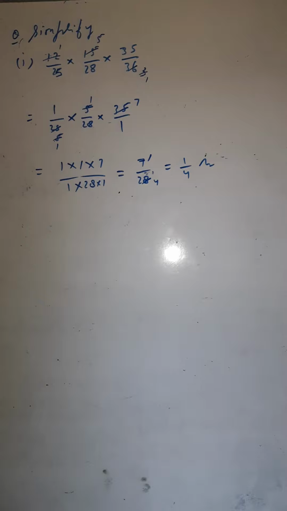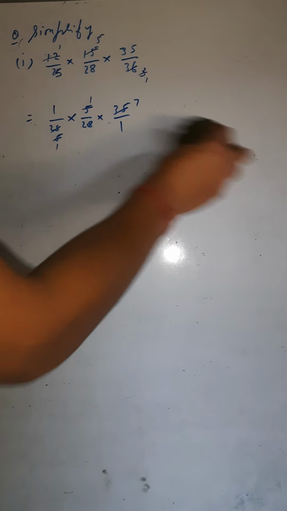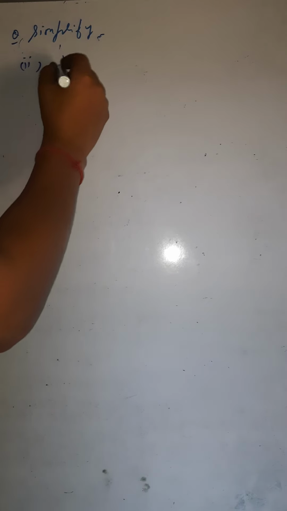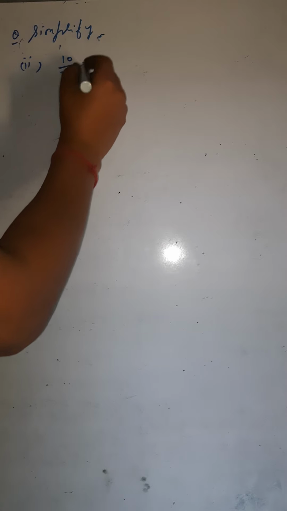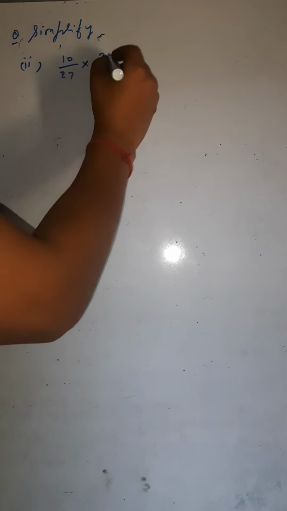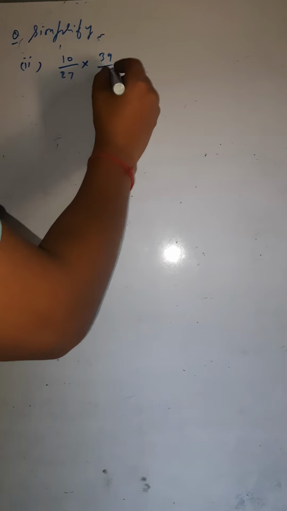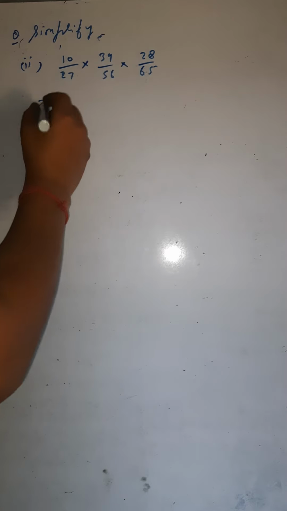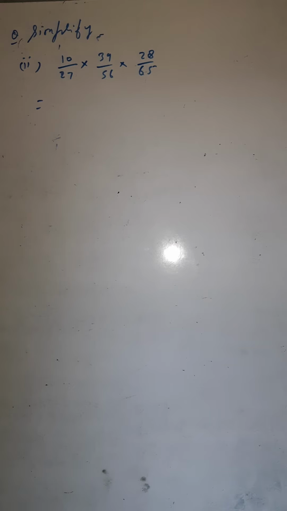Okay. Now let's do the second question here. Second question, you note it down if you have noted. So let's do the second question. Second question is 10 by 27 multiply 39 by 56 multiply 28 by 65. Let's solve this question. If possible, then cut. Not possible, so no need to cut them.